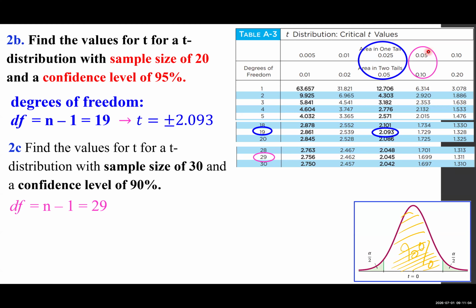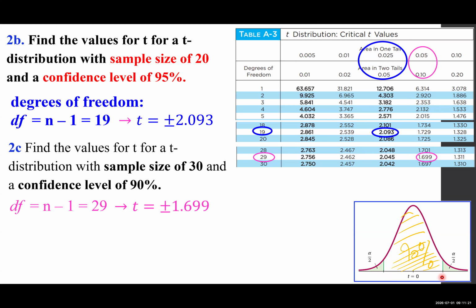So now we're going to put these two together. And the answer is this one. Now, again, positive as well as negative. This one is negative 1.699. This one is positive 1.699.